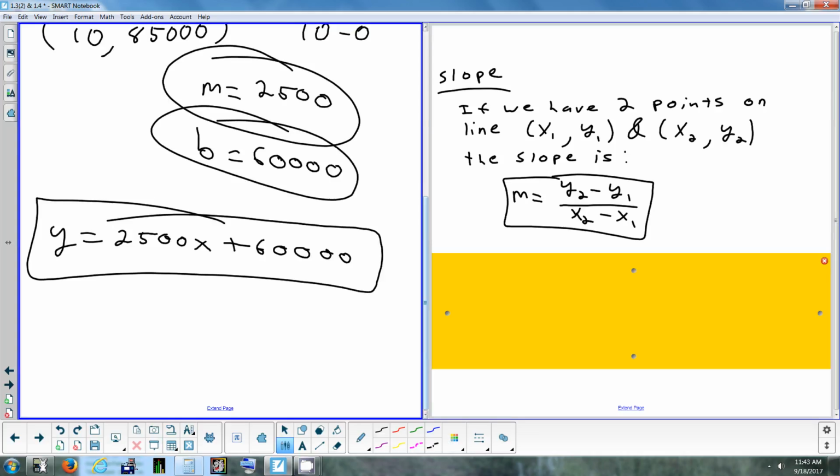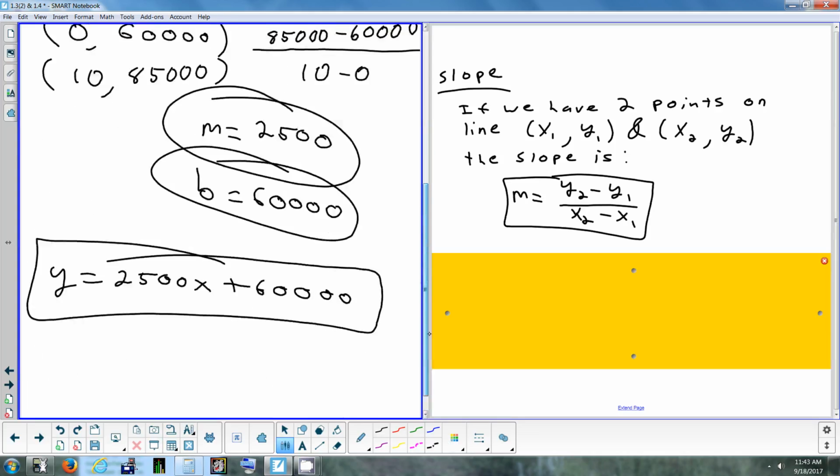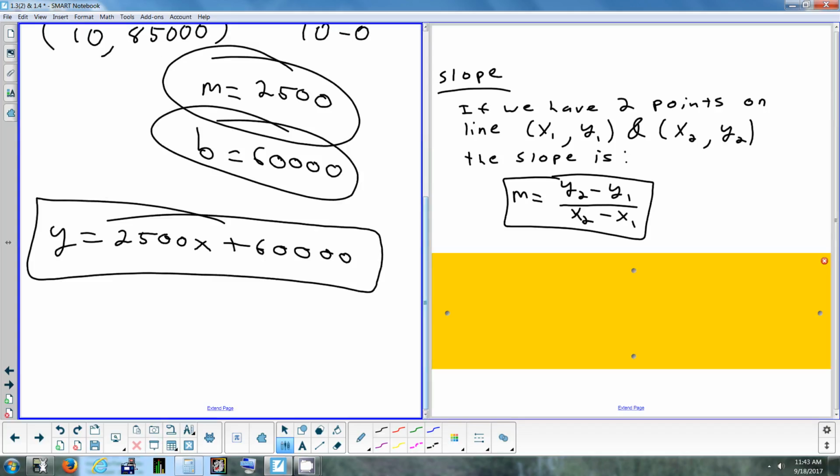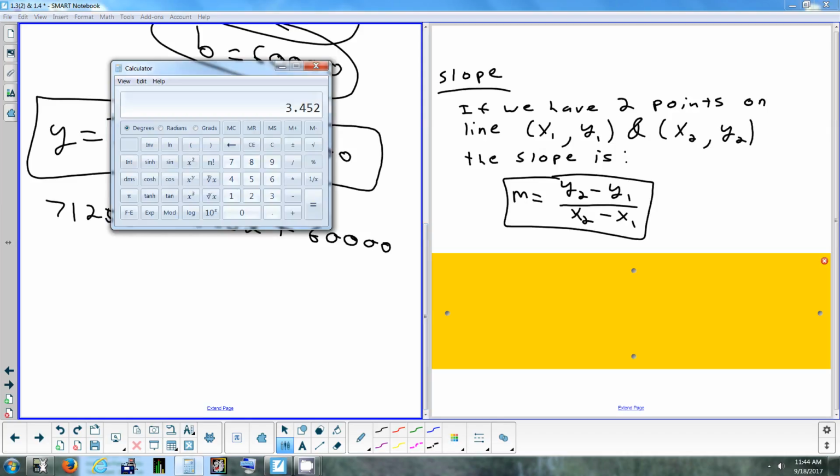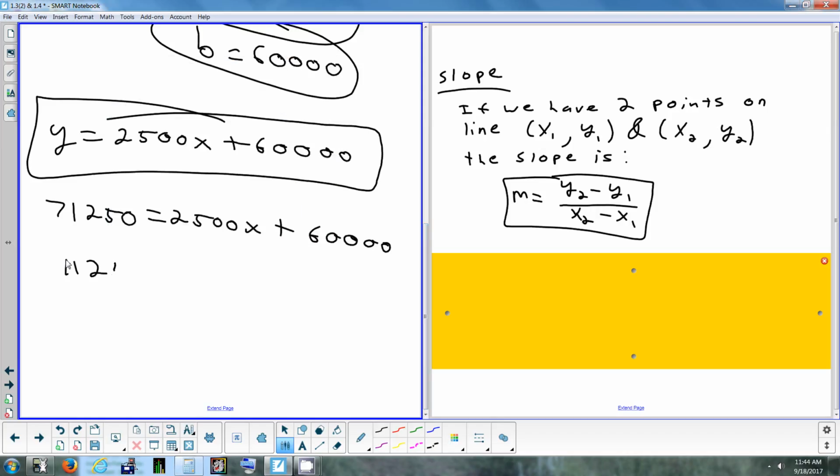Now, if we want to know when the house was worth 71,250, where would that go? X or y? Y. So 71,250 equals 2,500x plus 60,000. So subtract the 60,000 to the other side. 71,250 minus 60,000 equals 11,250.